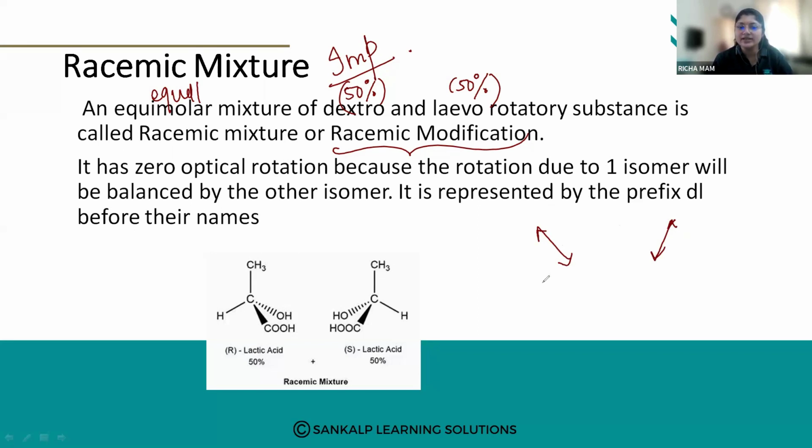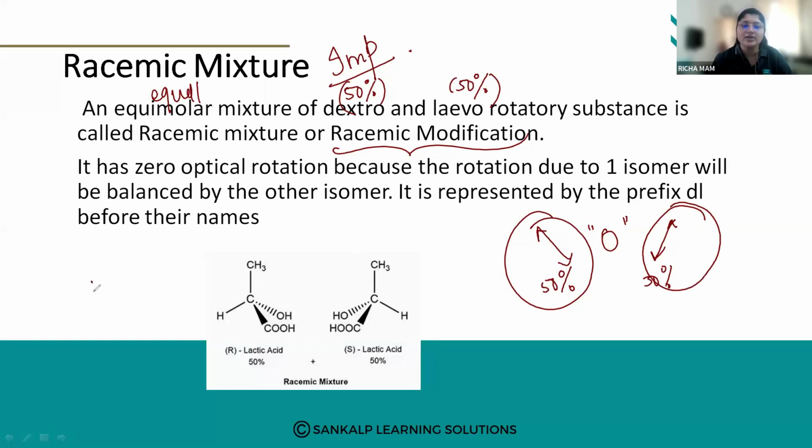So when you have 50% dextrorotatory and 50% levorotatory, what will happen to the optical rotation? It will be 0, because the rotation of one isomer will be balanced by the rotation of the other isomer. How is it denoted? It is denoted by plus or minus lactic acid. So this is a racemic mixture. When you write a racemic mixture, it will be plus or minus, or you write DL lactic acid, or you can write plus or minus butan-2-ol.